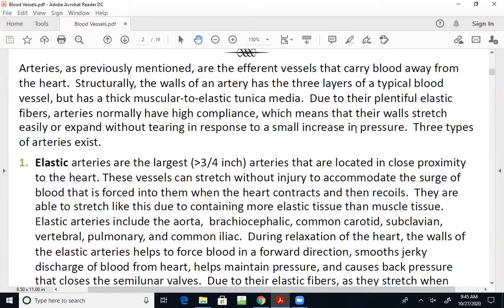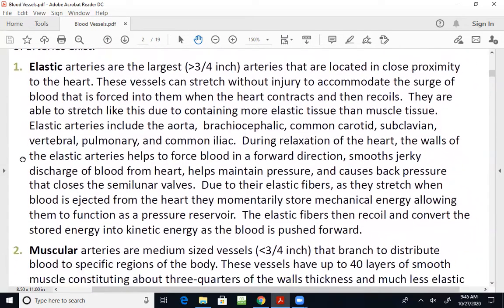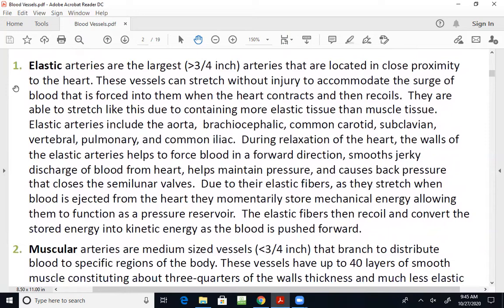So they have the ability to withstand the force of that blood flowing into them when our heart pumps, especially these first type, what we call the elastic arteries. This is what your aorta is, the pulmonary trunk, the pulmonary arteries that we talked about, the largest arteries, the ones that are in closest proximity to the heart. These are greater than 3/4 of an inch, which is pretty good sized.